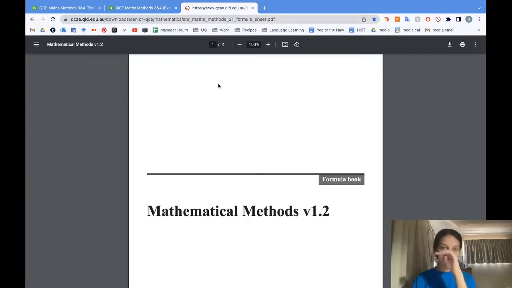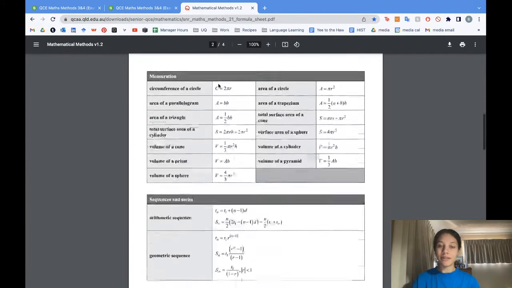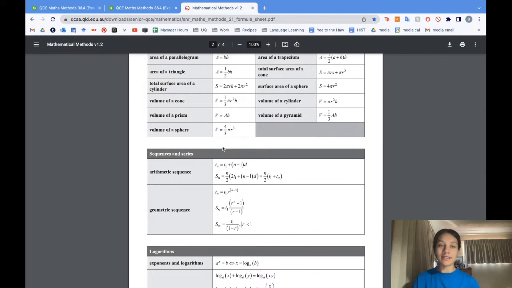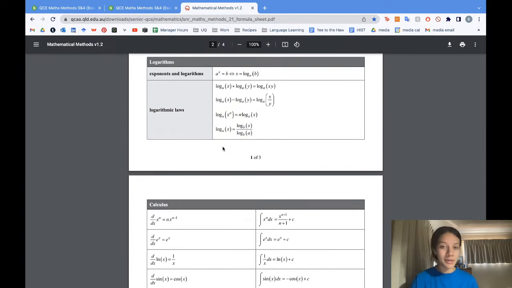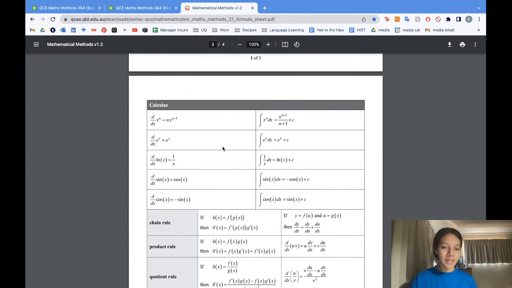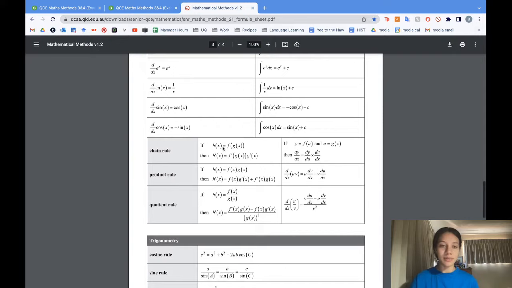So, your methods formula sheet. Another tip is, if you haven't already got a copy of this printed out and next to you every time you do methods, definitely a good time to start doing that. You'll get used to what you are provided with in the exam, and then when you get to the exam and you have your formula book, you'll know where everything is as well.